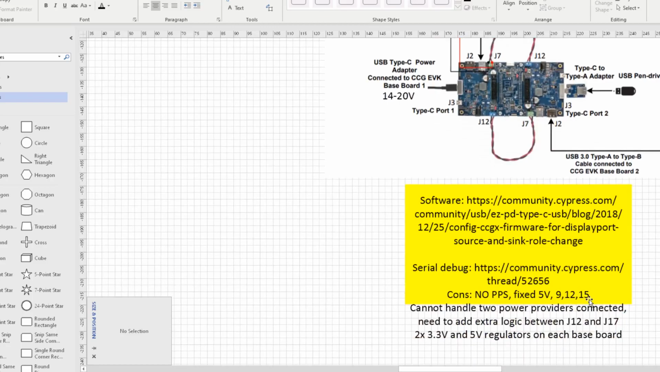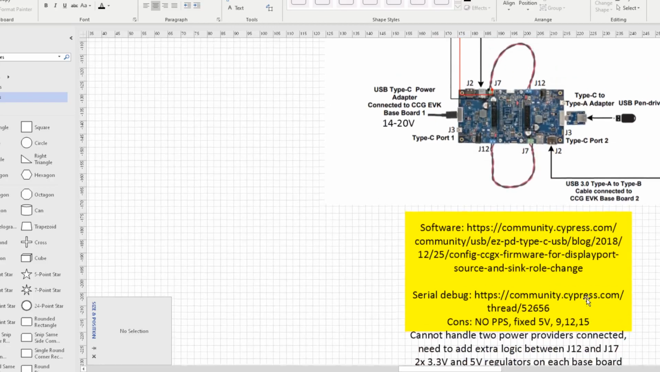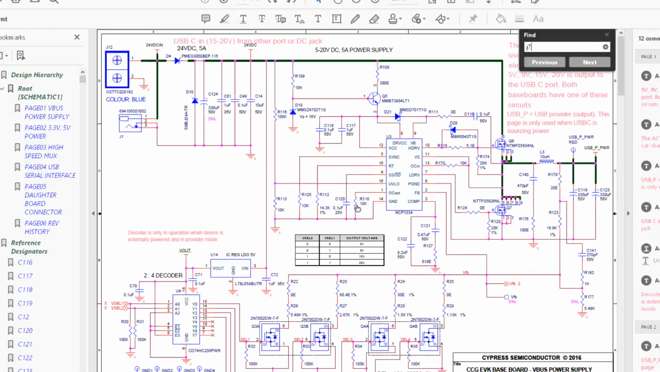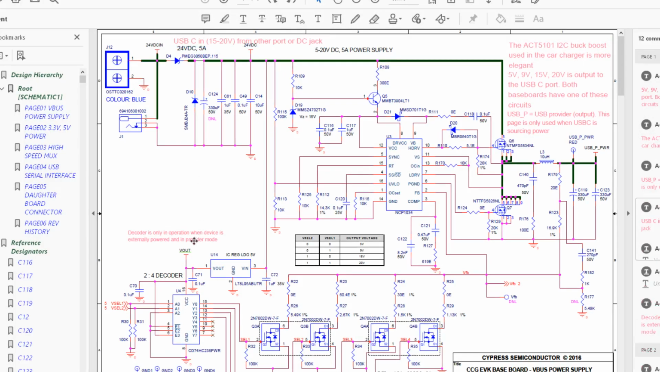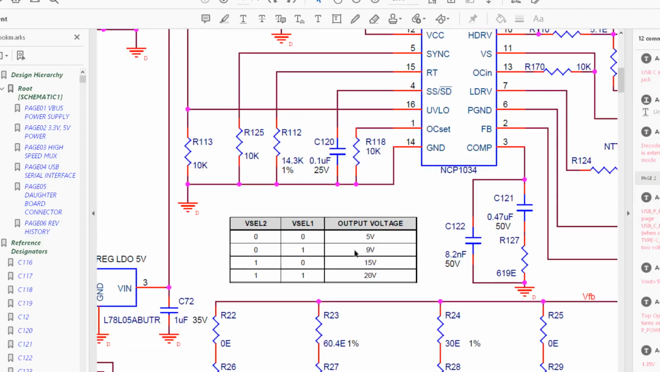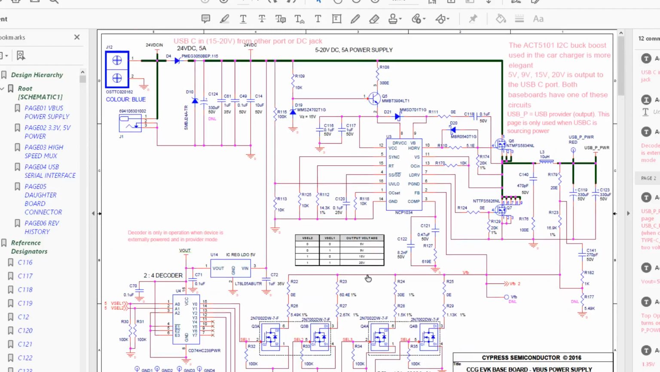There are a few issues with this board. This USB provider circuit can only provide fixed voltages. It can only provide 5, 9, 15, and 20. It doesn't support PPS, and doesn't support any voltage outside this range.